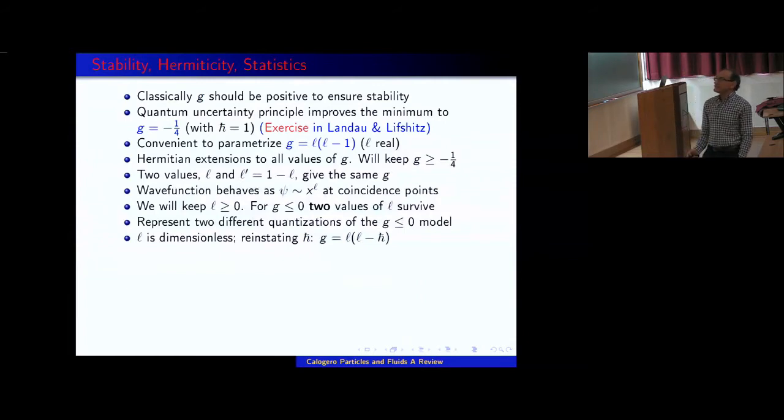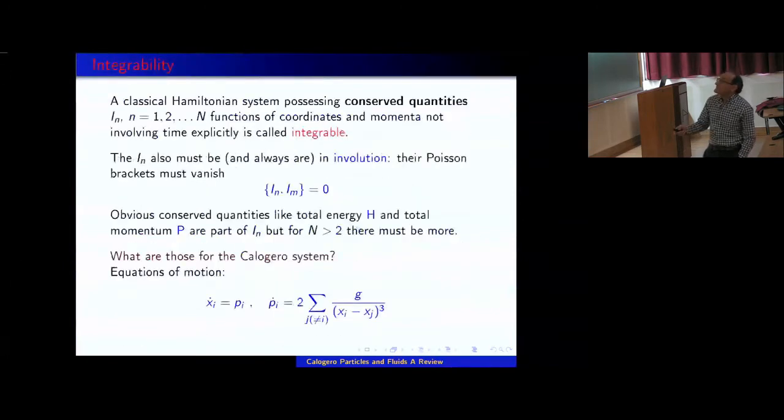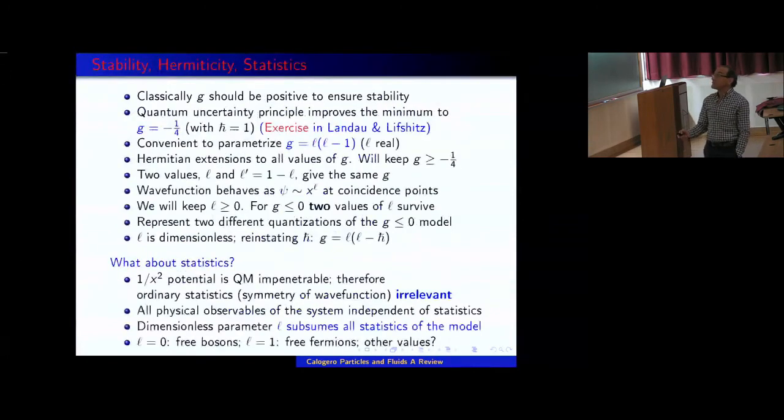Because of this, it is convenient to parameterize the coupling constant in the form L times (L minus 1). This is a quadratic form that automatically will give you that as the minimal value as long as L is real. So it's convenient so far only because of this, but you will see soon that it's convenient for other reasons.